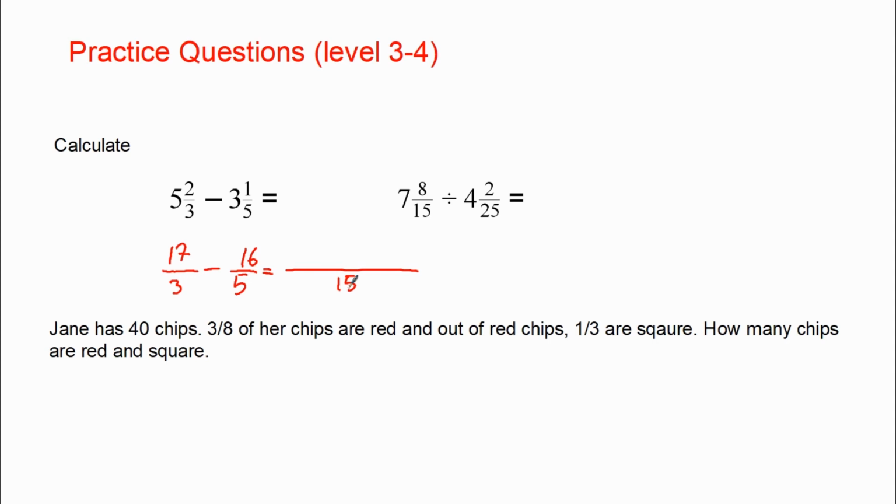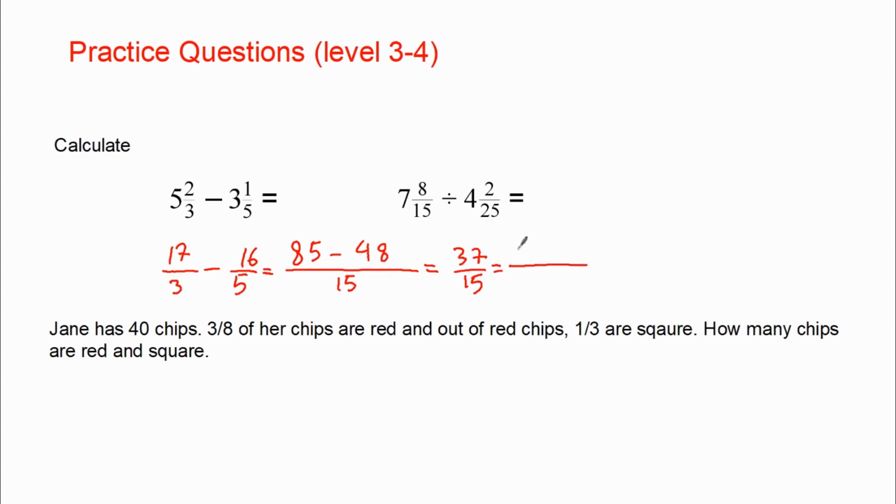15 divided by 3 is 5, times 17 is 85, minus 15 divided by 5 is 3, times 16 is 48. And the final answer is 37 over 15. And then we can convert it back to the mixed number.